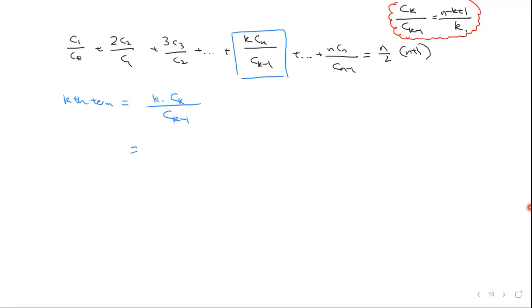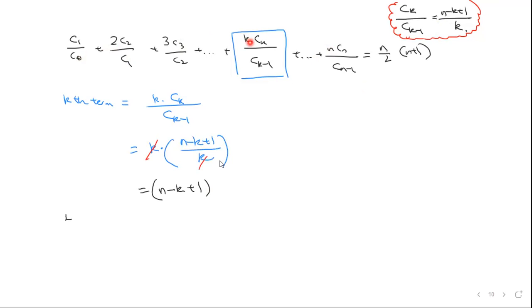In simplified form, k times ck over ck minus 1 is k times ck over ck minus 1, which we've got here on the right-hand side. Over here, we've got a simplified version. We know that's n minus k plus 1 over k, and the k just cancels, telling us that every single term can be substituted by n minus k plus 1 for the right k, obviously, right?